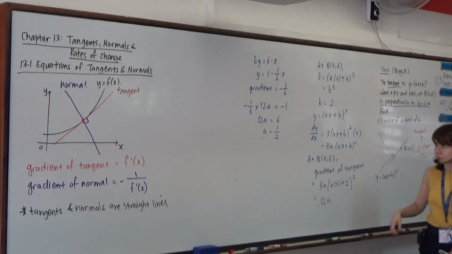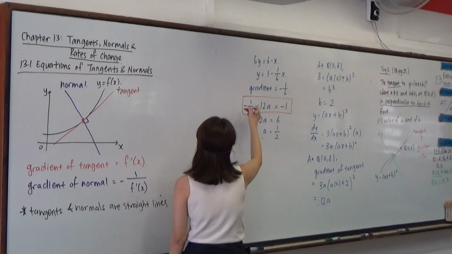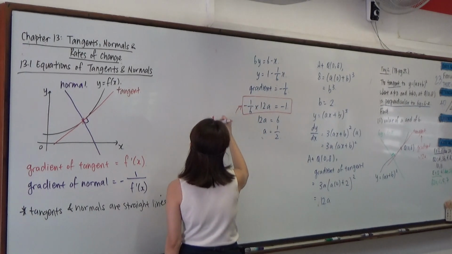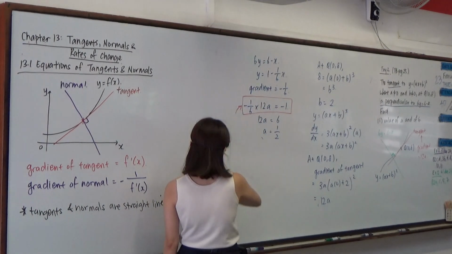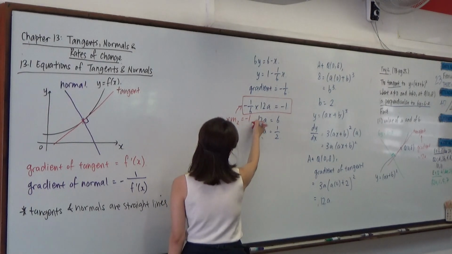The critical concept is this idea here, whereby you probably remember it as m1 times m2 equals -1.